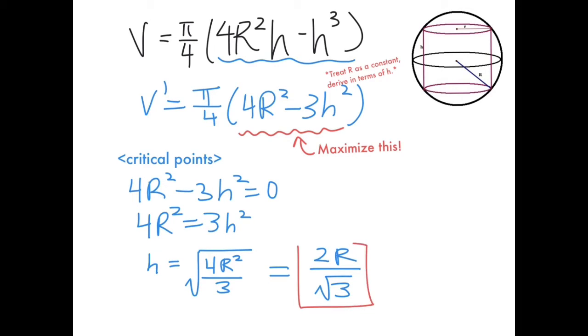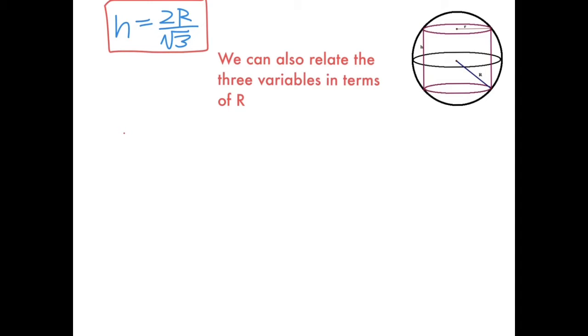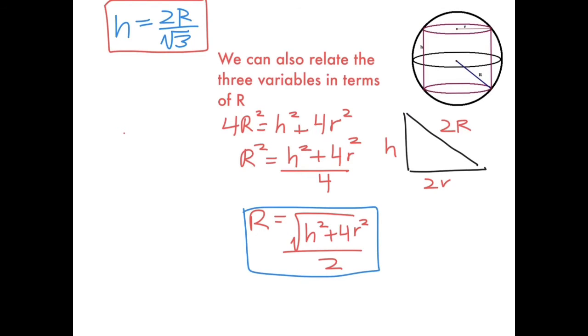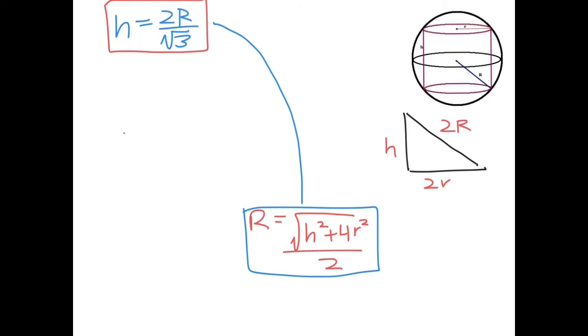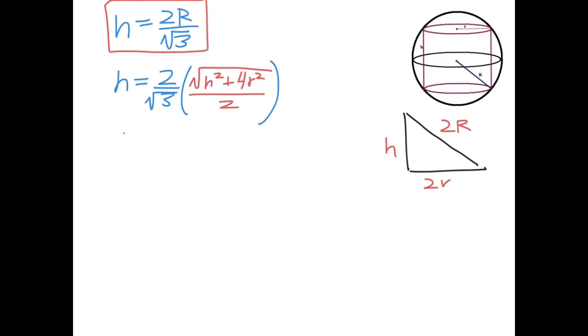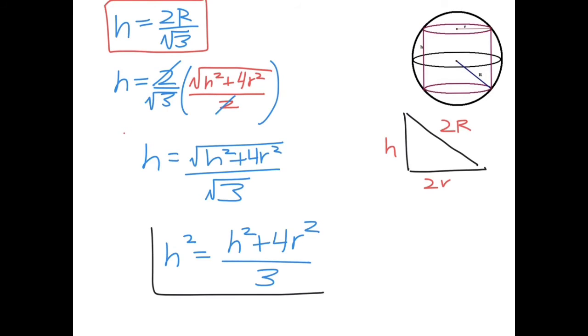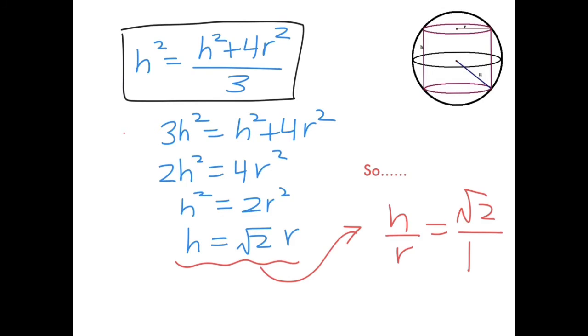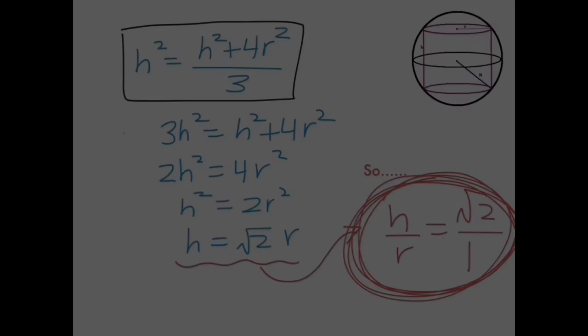Now we know that at maximum volume of the cylinder, the height has to be 2 divided by root 3 of the radius of the sphere. Going back to the Pythagorean theorem, we can also relate the three variables in terms of the radius of the sphere. Now plug in this to the height of the cylinder. And now simplify. Now that we have the height of the cylinder in terms of the radius of the cylinder, we know that Darth Vader was correct.